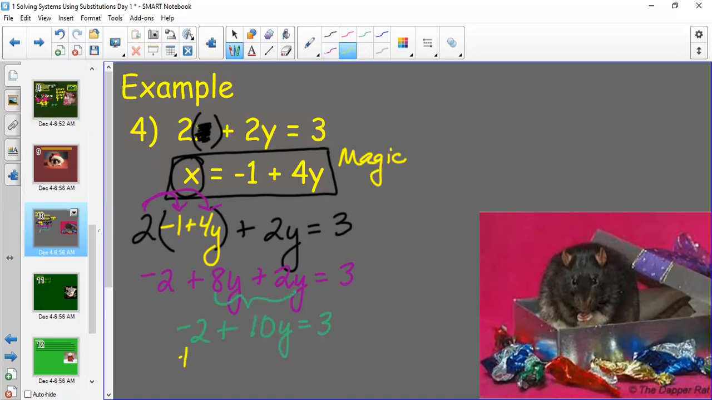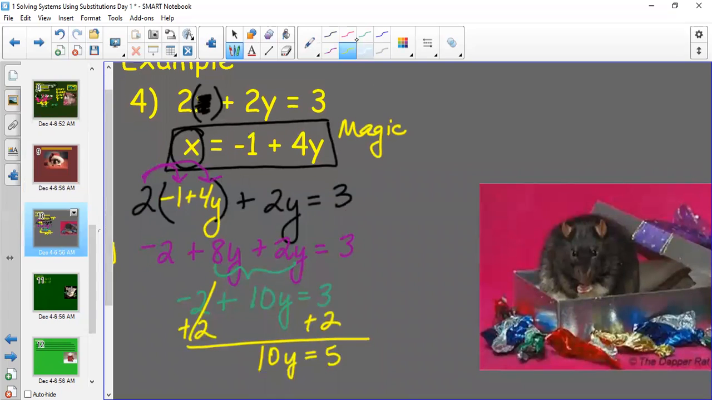Keep going here. Add 2 to both sides. That would give us 10y equal to 5. And last step, which is always a step people want to make a mistake on right here, divide by 10. Everybody wants to say this is 2, but 5 divided by 10 is actually 1/2. Again, we got half of it. Got to find the second half. We just found our y, which is 1/2.